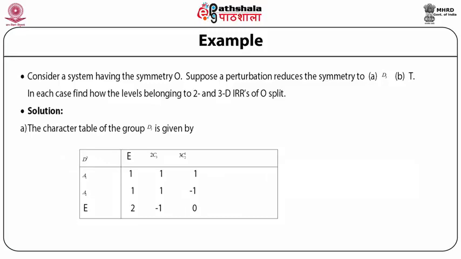First, look at the character table of the group D3. D3 has 6 elements. It has 3 classes and 3 irreducible representations, 2 of dimension 1 and another of dimension 2. So these three character tables are shown in the slide. Now, the character table of the group D3.